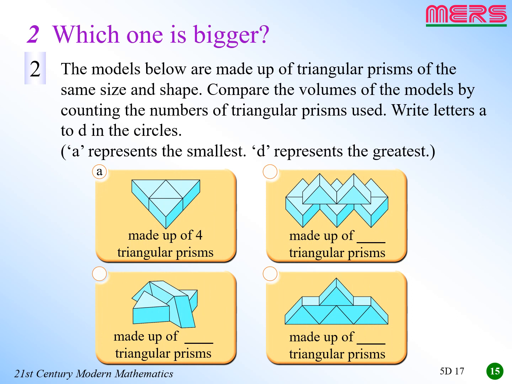We are still on page 29, number 2. Below are the models made up of various numbers of triangular prisms of the same size and shape. Now compare the volume of the models by counting the number of the triangular prisms. Write letter A to D in the circles. A represents the smallest and D represents the greatest. Do the counting first. I'll let you have 10 seconds to do it.